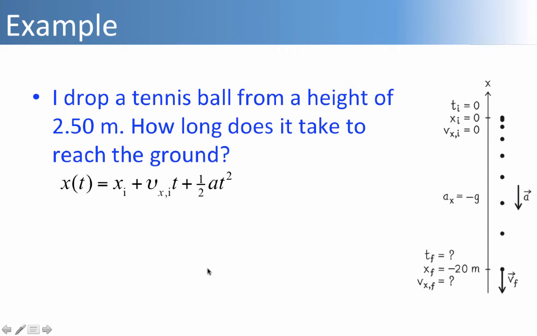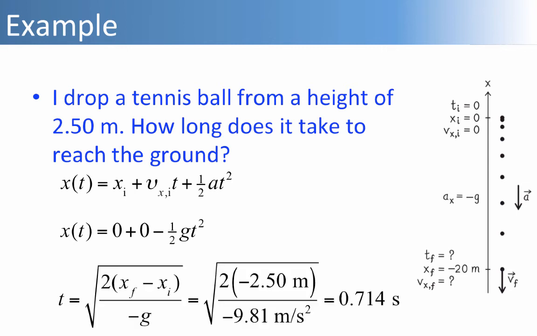So the most complete place to start is this. The final position is equal to the initial position plus v x t plus 1/2 a t squared. When we substitute in the values we have in our motion diagram, we have 0 for the initial position, 0 for the initial velocity, and 1/2, the acceleration is minus g, times t squared. So we then solve for t. t is equal to the square root of 2 times x of t, we actually already did this x final minus x initial part, divided by minus g.